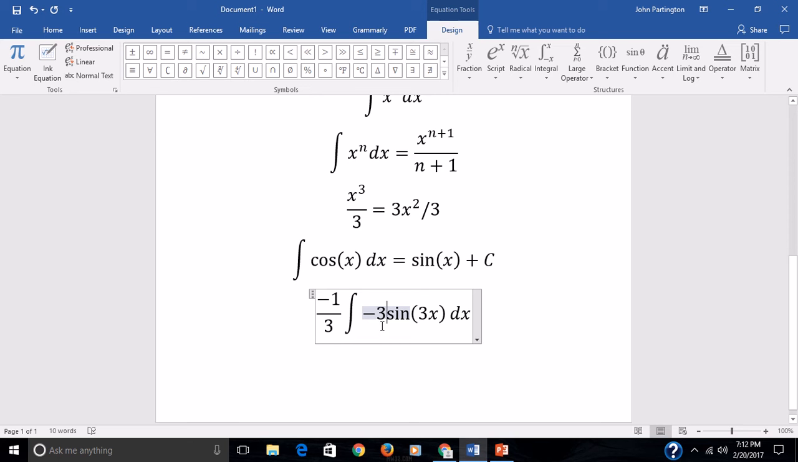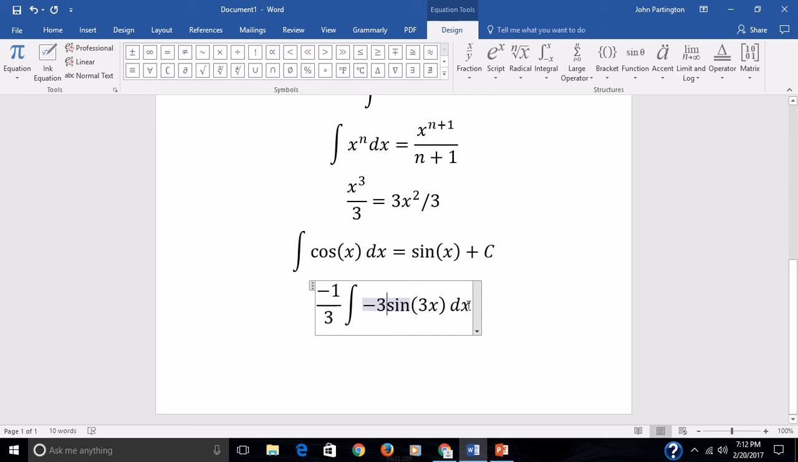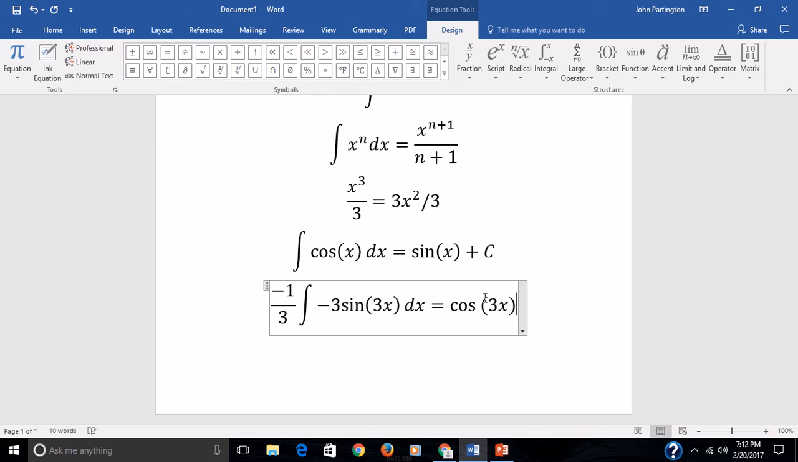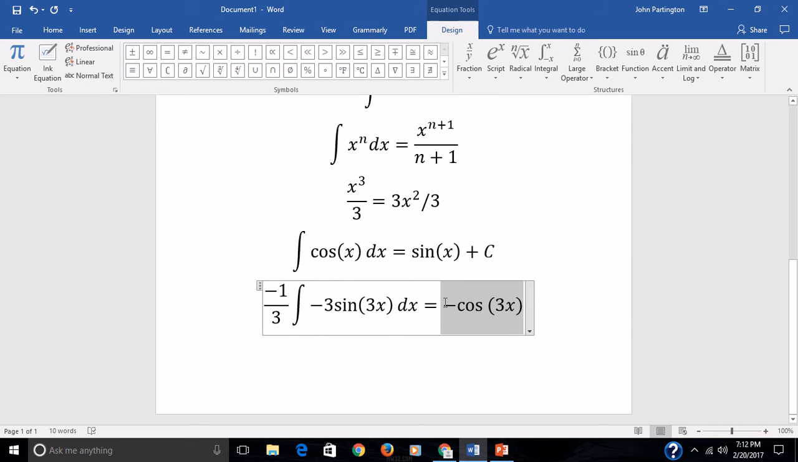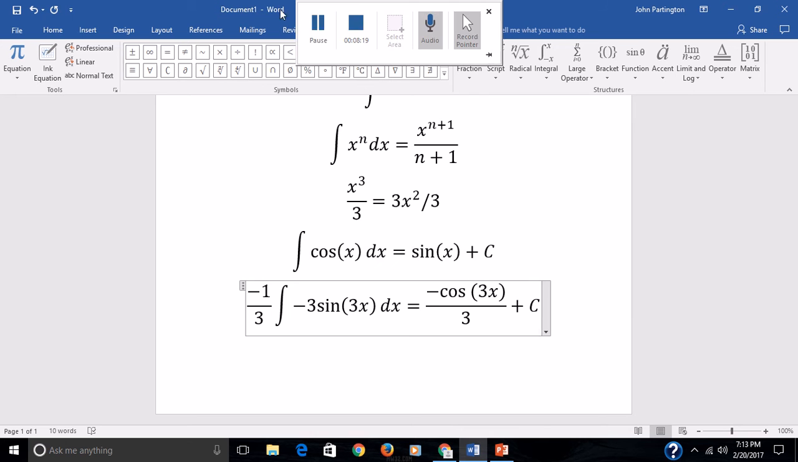Okay? So now we can take the clean integral and say this is going to be cosine of 3x, but it's going to be negative cosine 3x over 3. Negative cosine of 3x over 3. And then, can't forget the most important part, plus c.